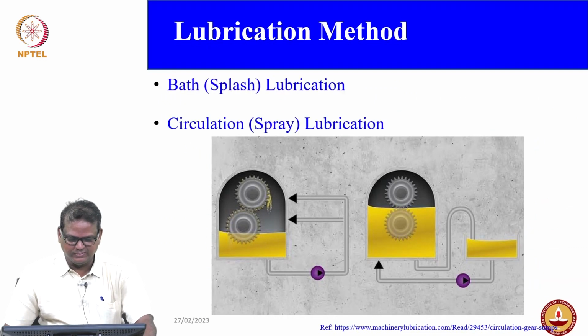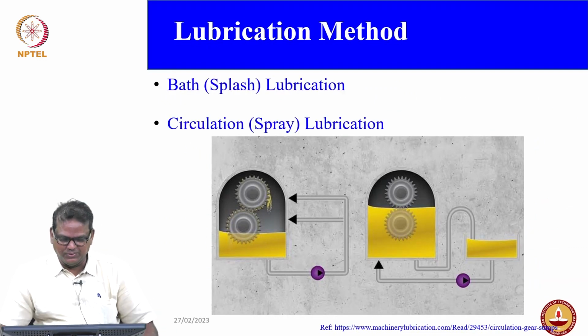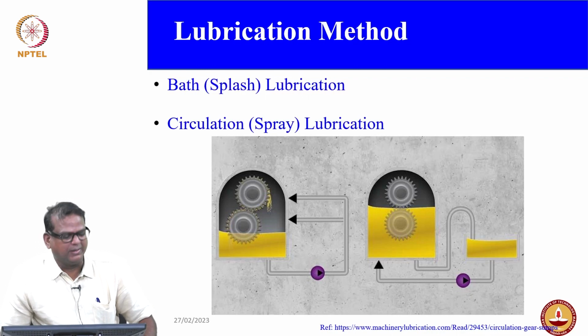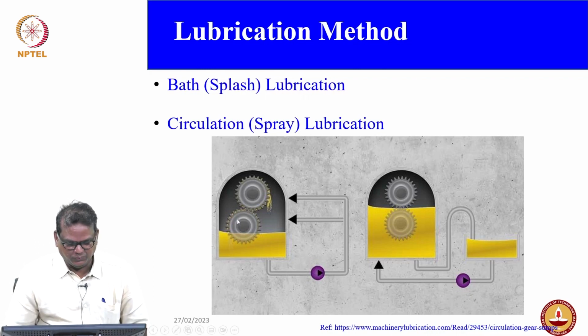You can see how lubrication is going to be applied in the gearbox. This is the spray type. What you have seen on the left side is a spray type, on the right side is a bath type. Both are different. Bath means the gears should be fully immersed.